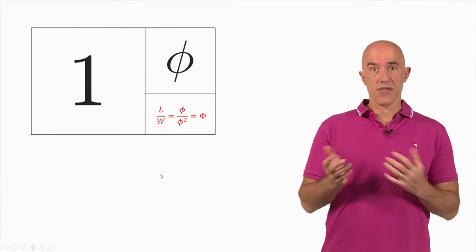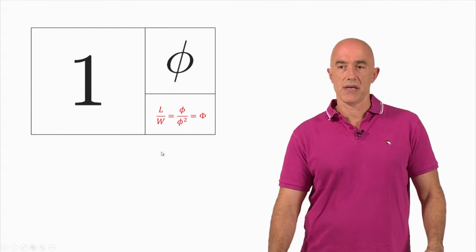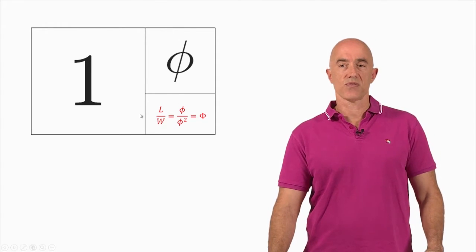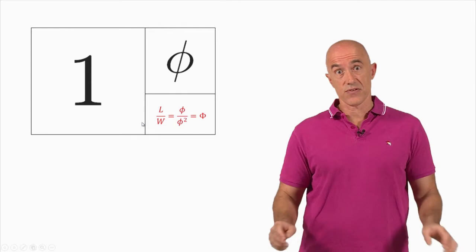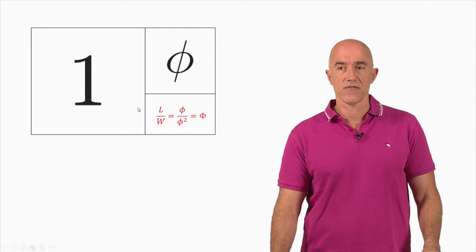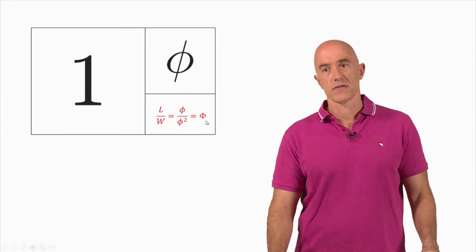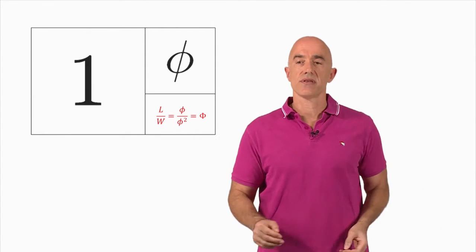Its dimension, length over width, is going to be little phi. Now the length is horizontal, and the width is reduced by another factor of little phi, so little phi over little phi squared. And again, we get the golden ratio. So we can continue this process.